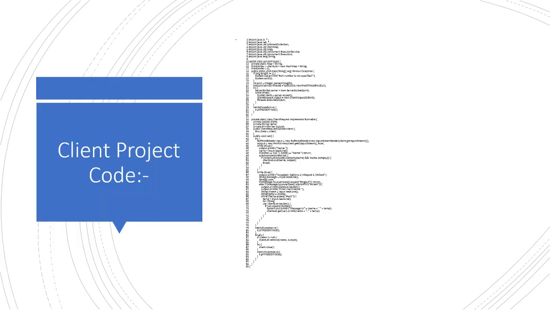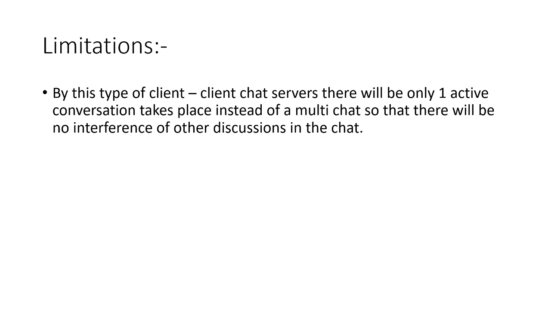Else, the port number will be in use and cannot be terminated or even retrieved. And this is the brief view of the client project. The limitations of this project are: with this type of client-to-client chat server, there will be only one active conversation taking place instead of a multi-chat, so that there will be no interference of other discussions in the chat.